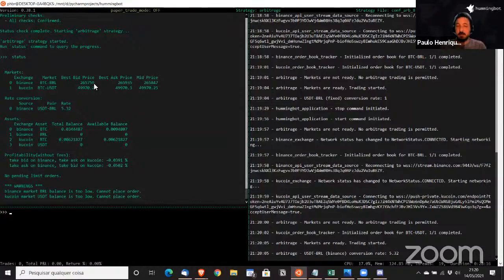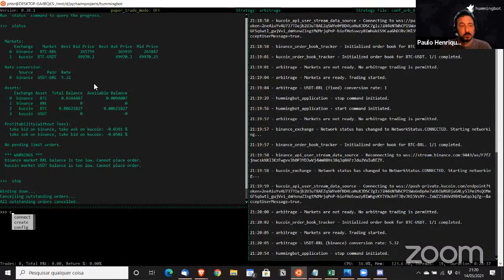So now you can arbitrage not only the price difference between different exchanges, but also the price between different fiat currencies, right? So it is a really cool parameter here. And if you want, you can also go pretty crazy here.